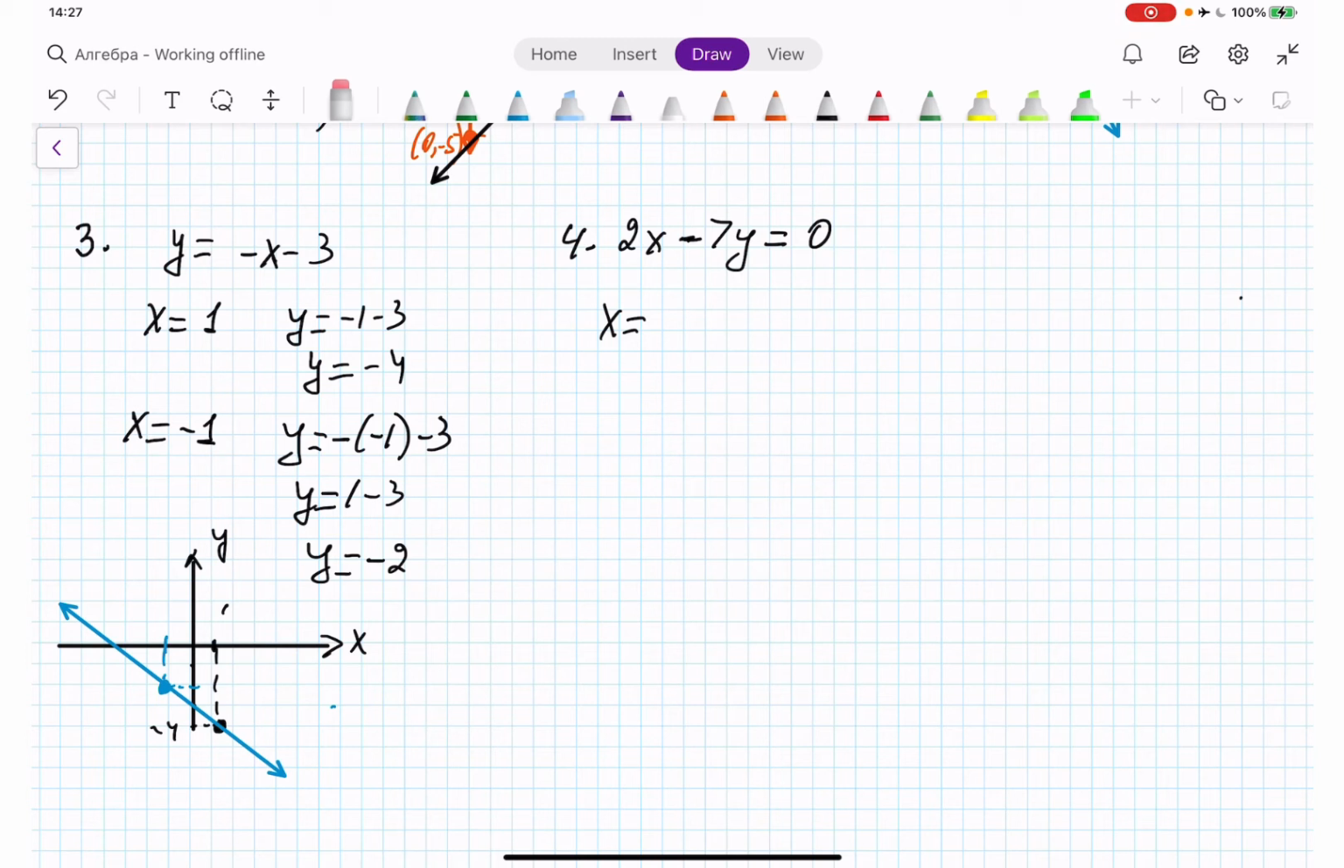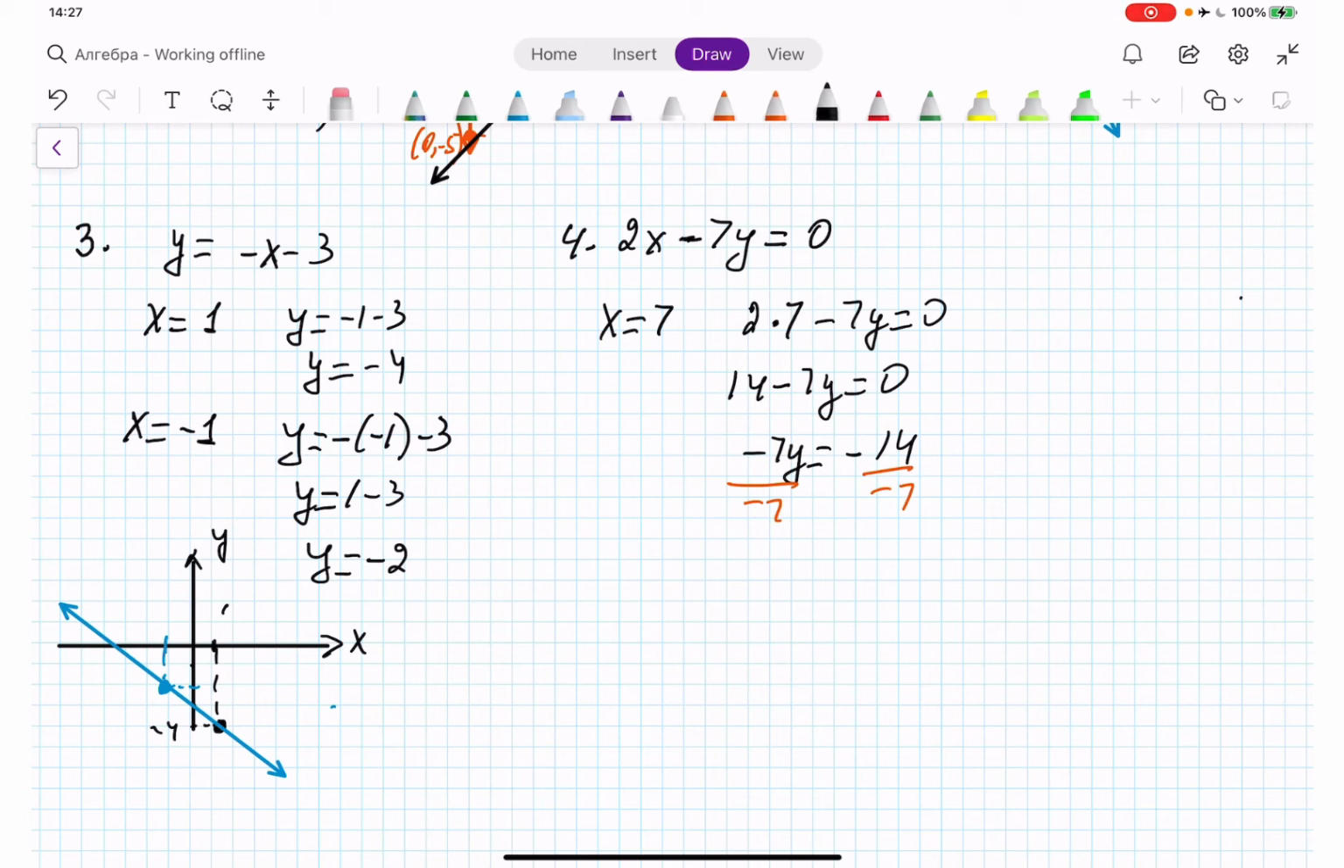Because if I take x is equal to 7, I'm getting 2 times 7 minus 7y is equal to 0. Here it is going to be 14 minus 7y is equal to 0. Negative 7y is equal to negative 14, right? We move this 14 here. And once we divide by negative 7 on both sides, we are getting y is equal to positive 2.